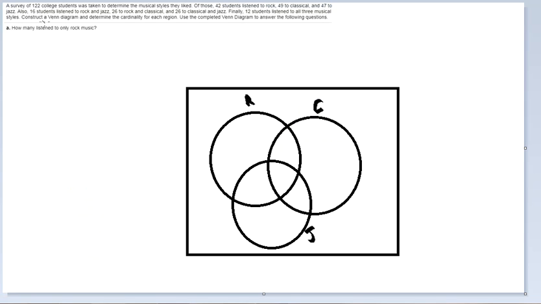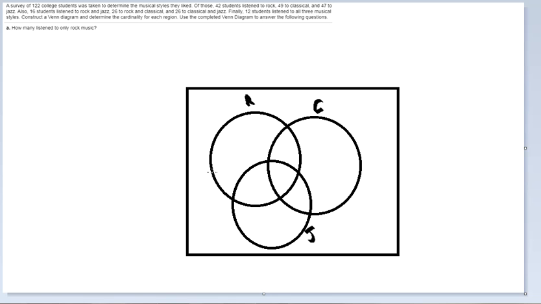Okay, so here we have a survey problem. Sorry it's so small. We have 122 college students, and we are going to determine the music styles they liked. If we read through here, there's rock, classical, and jazz. So I made a Venn diagram with 3 different sets in it: rock, classical, and jazz. I labeled them in no particular order because it'll still work no matter what you do. 42 listen to rock, 49 to classical, and 47 to jazz.